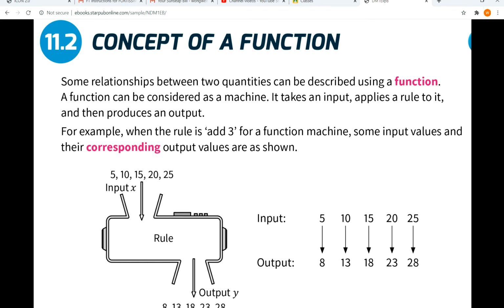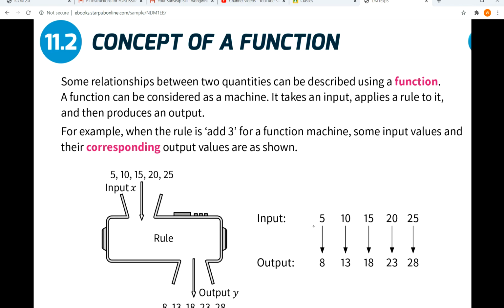As mentioned, this is like a vending machine. We've got an input and an output. Over here, our input is the value of x. According to this, they put in 5. Then something happens in the vending machine and it gives us 8. So you put in 5, you get 8. Put in 10, you get 13. Put in 15, you get 18, and so on and so forth.